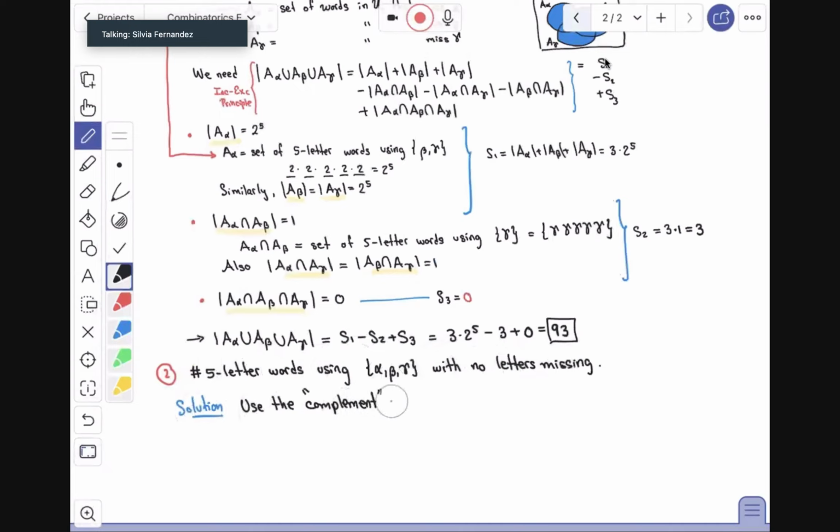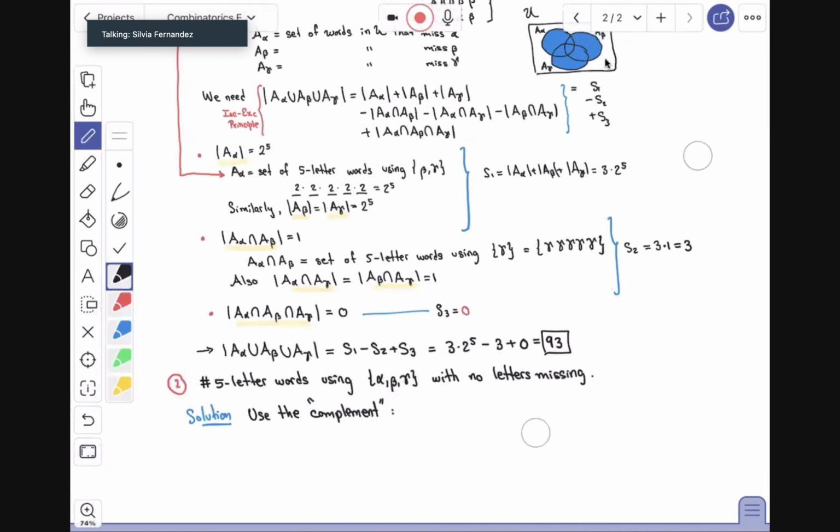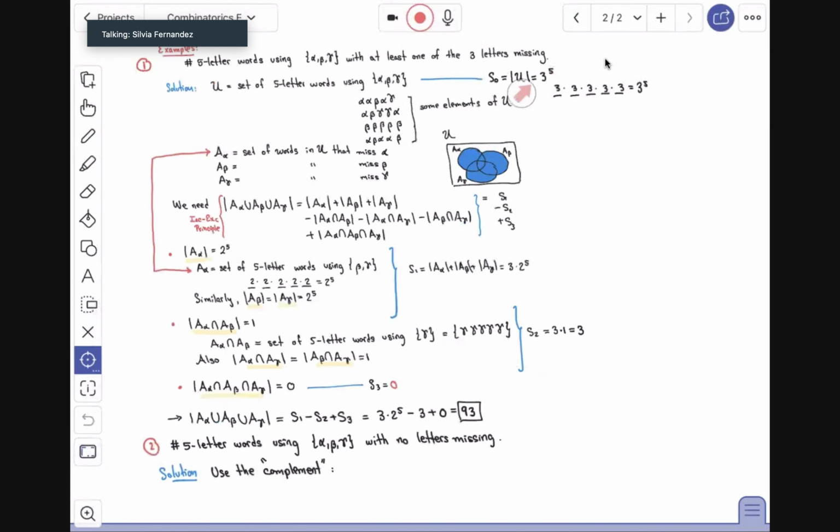Use the complement. So I count all of the words with no restrictions, and that will be my U. I kind of went ahead and did it here. You see, I count all the 5-letter words using alpha, beta, and gamma, no restrictions. That will be the U, the 3 to the 5th. And I subtract the ones that are missing something.